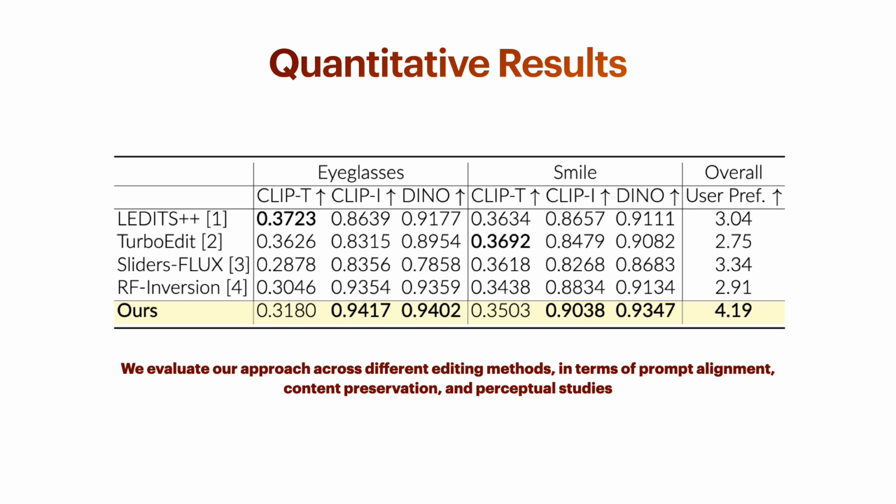The effectiveness of FluxSpace is demonstrated in the task of semantic editing over a variety of competing editing approaches. We evaluate our approach across a variety of metrics such as prompt alignment, identity preservation, and perceptual studies.